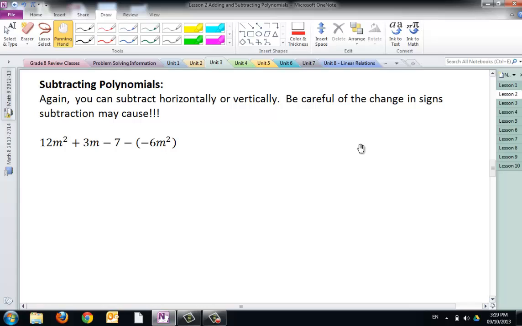Okay, subtracting, same thing as adding, just with one very important difference. Again, you can do it horizontally or vertically, so you can apply either method. But please be careful of the change in signs that you will get when you're dealing with subtraction. And let's look at this example to see what I mean by that.